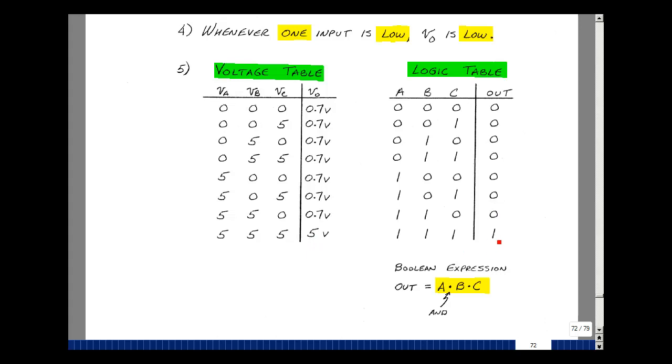There is a thing called a Boolean expression for this, and it's called the AND function, where I have A and B and C. What that means is that if the 3 inputs, A, B, and C, are logical 1, then the output's logical 1. But if 1 or more are 0, then the output is 0.